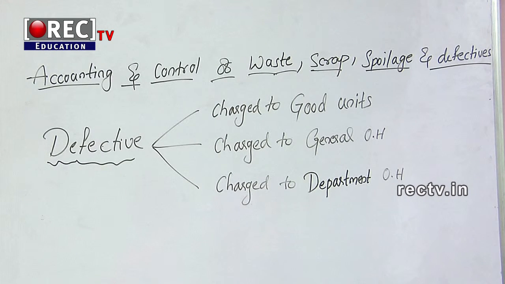Now let's see the last accounting treatment, defectives. Defectives can be treated in any of the following three ways. First, it can be charged to the good units produced. If the defectives are due to any department which cannot be identified, it can be charged to the general overhead. If the defectives are due to the fault of a particular department and it is identified, then whatever cost is incurred due to these defectives is charged to the department overhead.